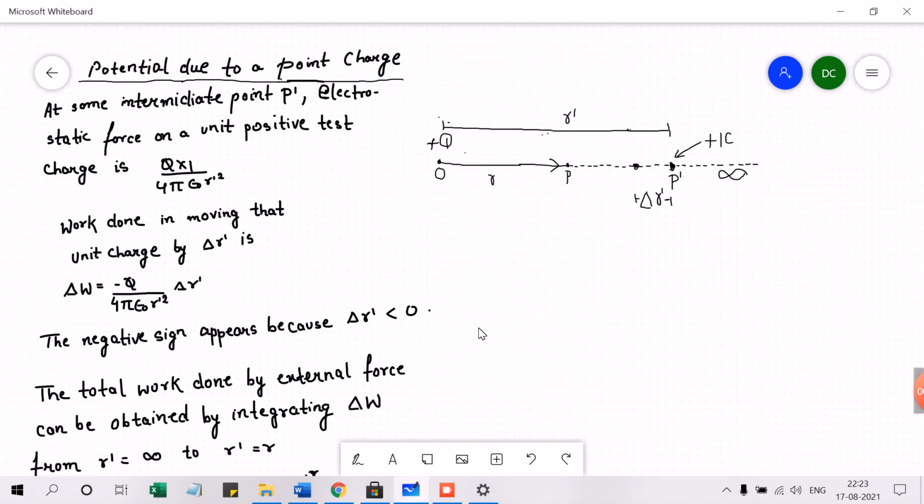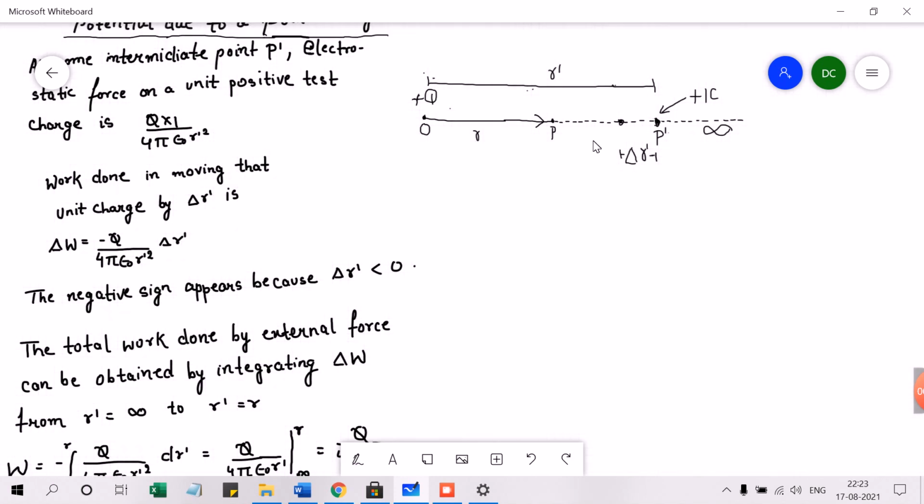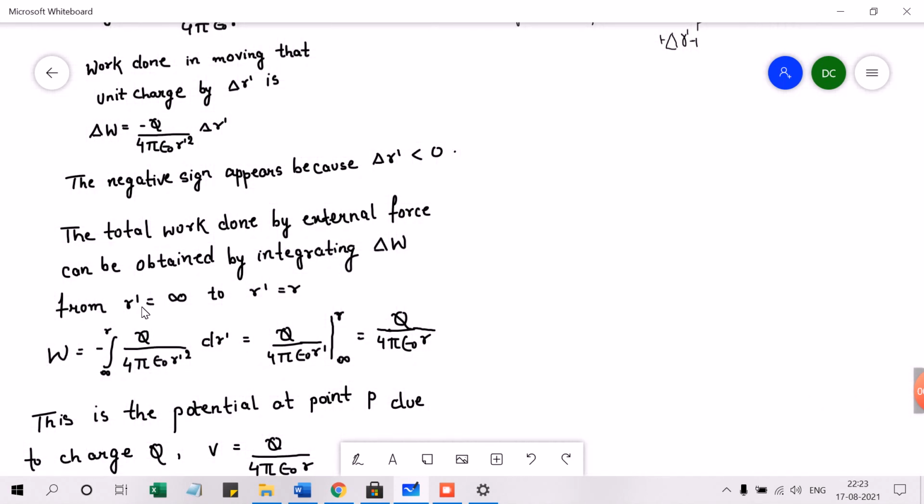Now the total work done by the external force can be obtained by integrating delta W from r dash equal to infinity to r dash equal to r, because we are taking the plus 1 coulomb positive test charge from infinity to the point P, which is at distance r from O. So for that you have to integrate it from infinity to r.